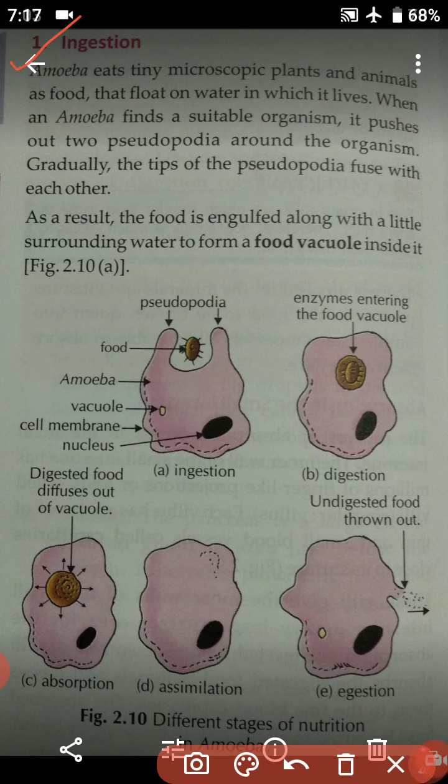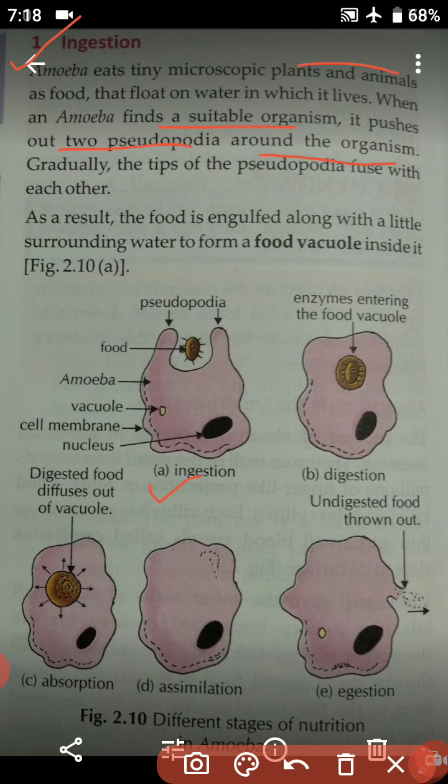So in ingestion, what happens? The amoeba eats tiny microscopic plants and animals as food that float on the water in which it lives. So amoeba lives in water, and in the water it will find tiny microscopic plants and animals, and it will feed on them. When an amoeba finds a suitable organism, it pushes out two pseudopodia around the organism.